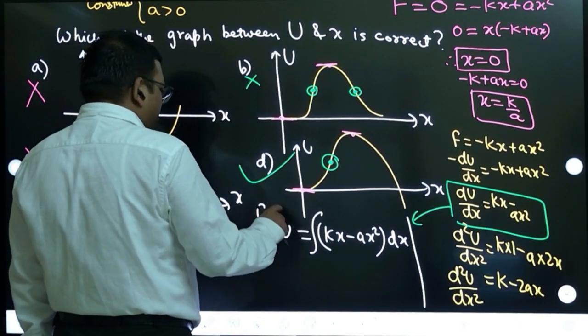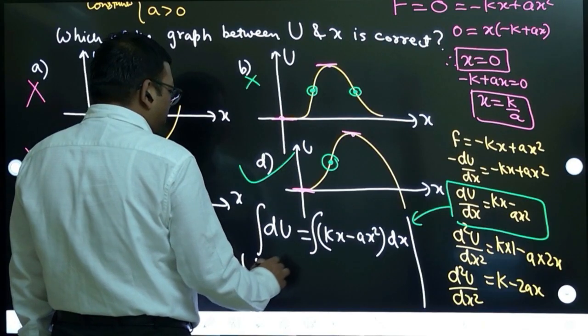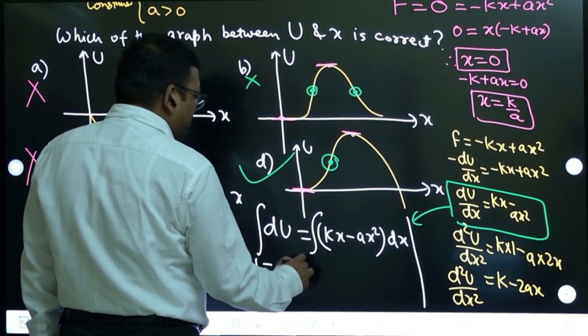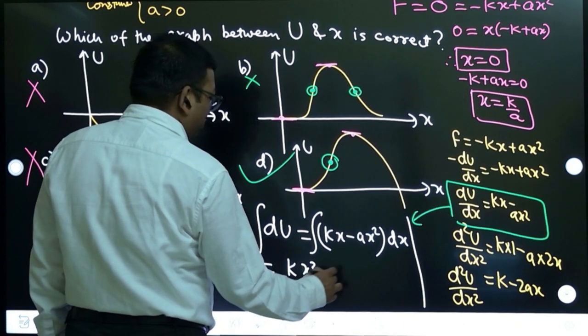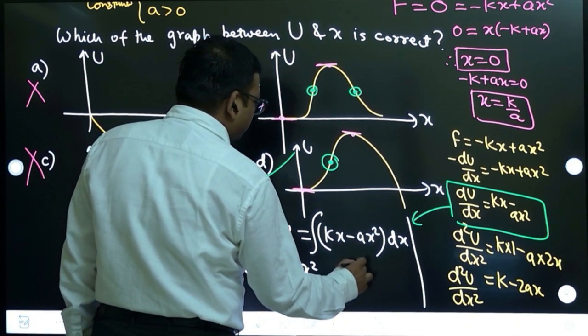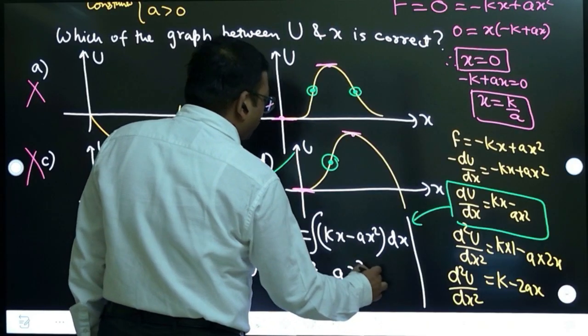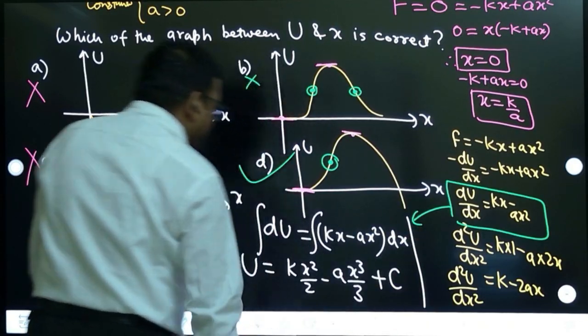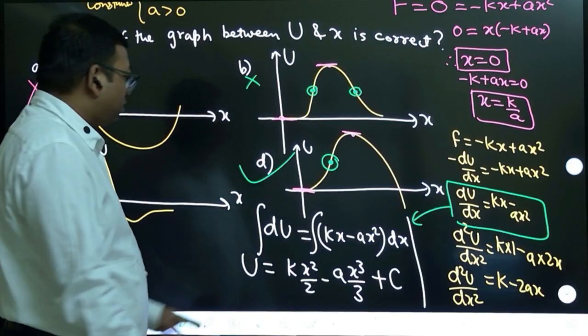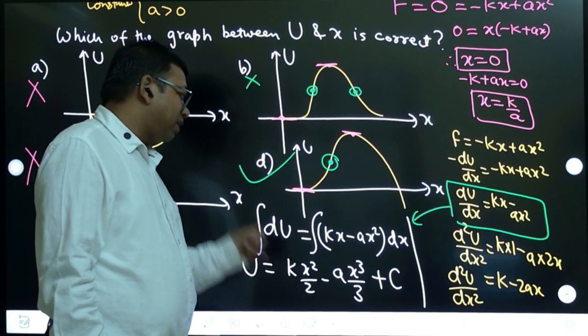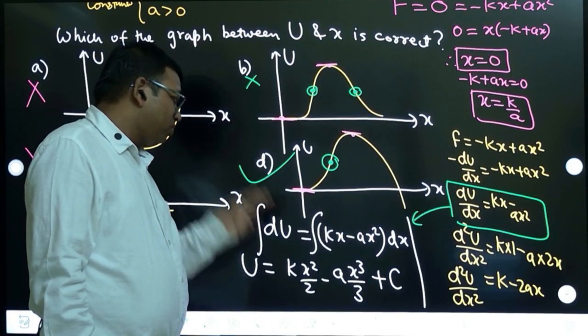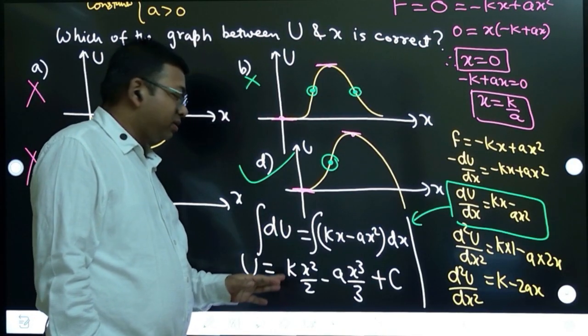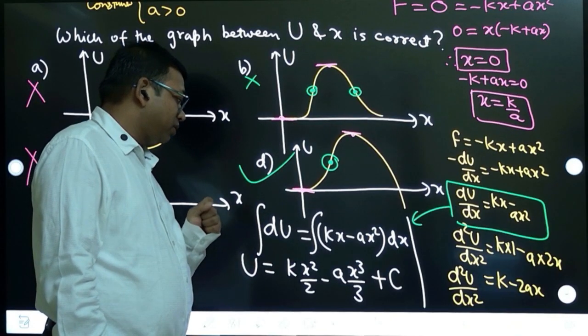So integration of du will become u here. This k comes out, x integration is x square by 2 minus a comes out, x square integration is x cube by 3 plus one constant of integration. Let us add. What type of graph is it? First of all, this looks like a cubic equation, right? It looks like a cubic equation.